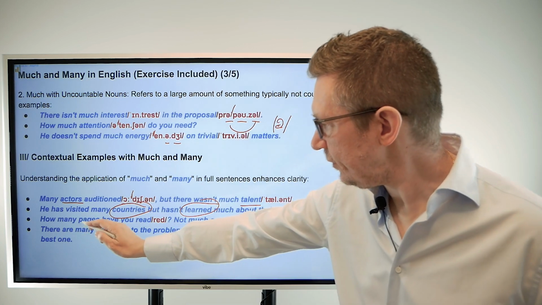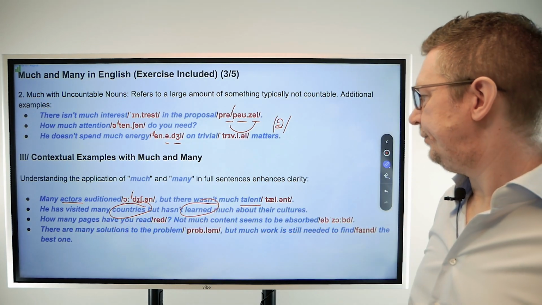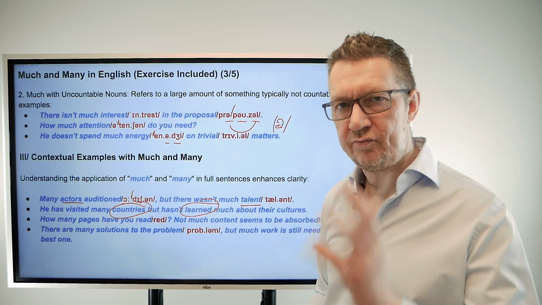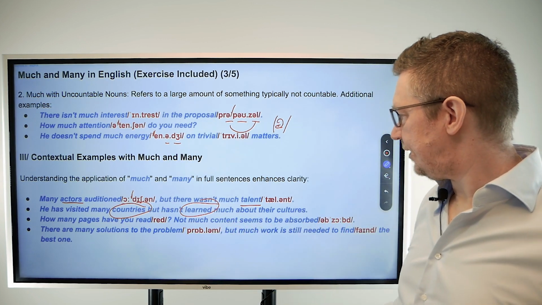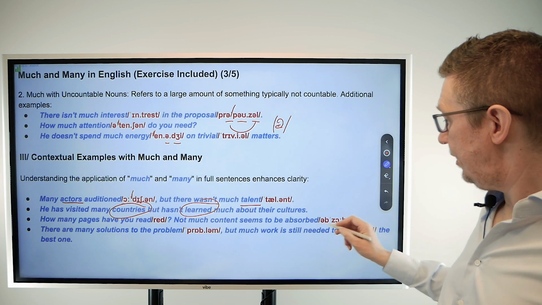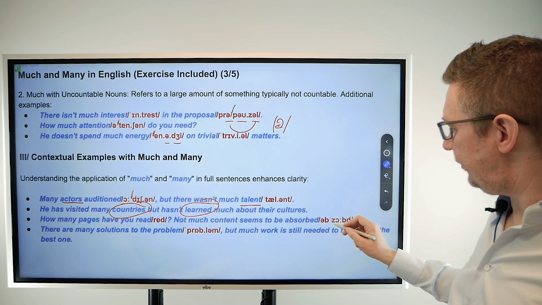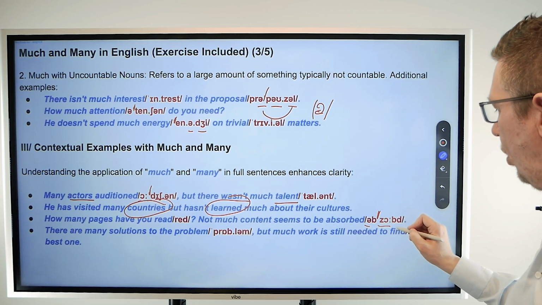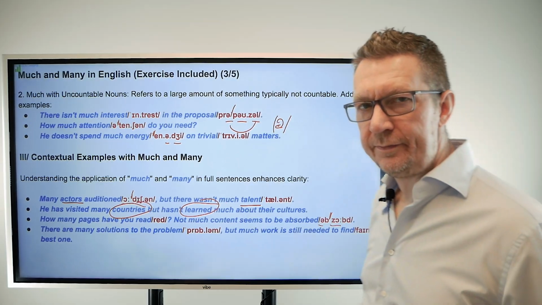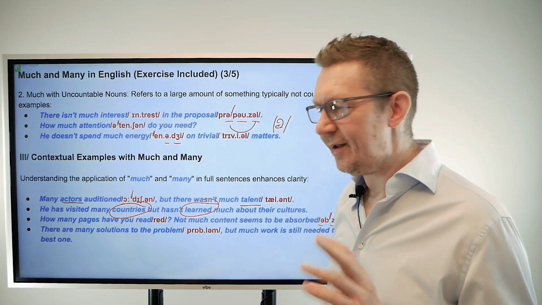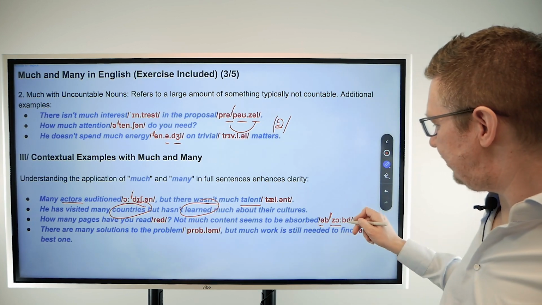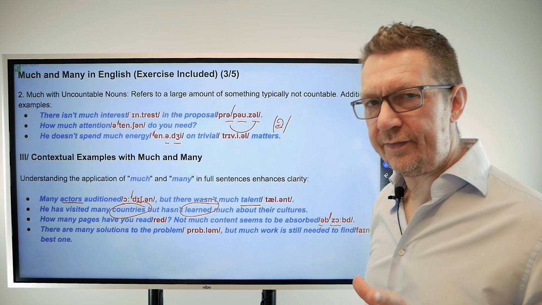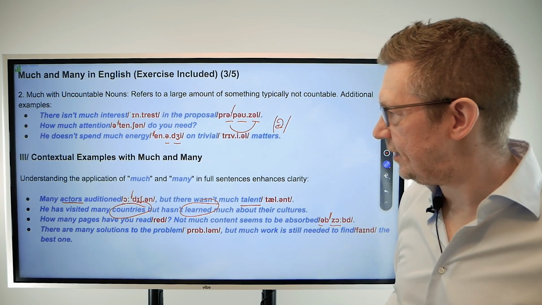Next one. How many pages have you read? Not much content seems to be absorbed. How many pages have you read? Not much content seems to be absorbed. Let's just look at the pronunciation of absorbed first. So we have this ub, then we have the strength on the zor, bd. Put bd, okay? It's not the case where we have anything in between here. It's just bd, absorbed, all right? Quite a difficult one to get your mouth around, but have a practice.